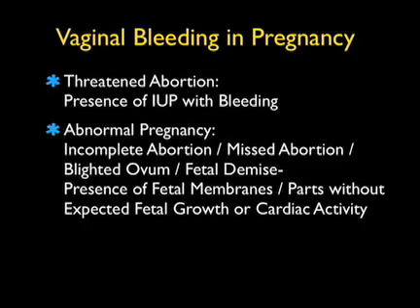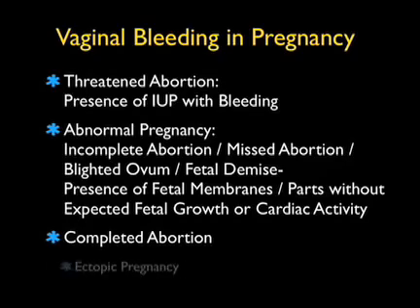The second main classification is an abnormal pregnancy, defined by several terms: incomplete abortion, missed abortion, blighted ovum, or fetal demise, basically all meaning the presence of fetal membranes or parts without expected fetal growth or cardiac activity. The third major classification is a completed abortion, and the fourth major classification is ectopic pregnancy, our worst scenario.